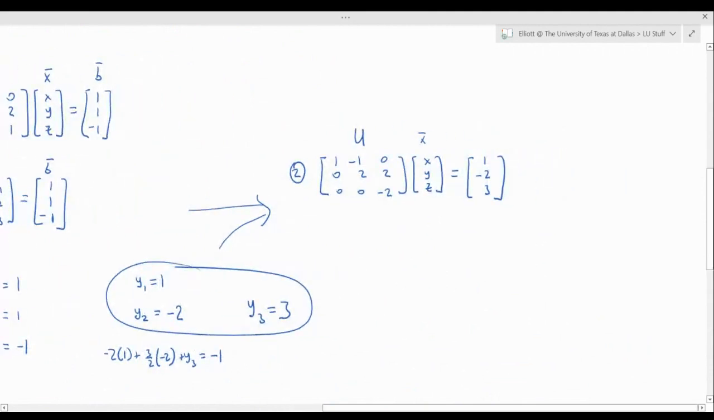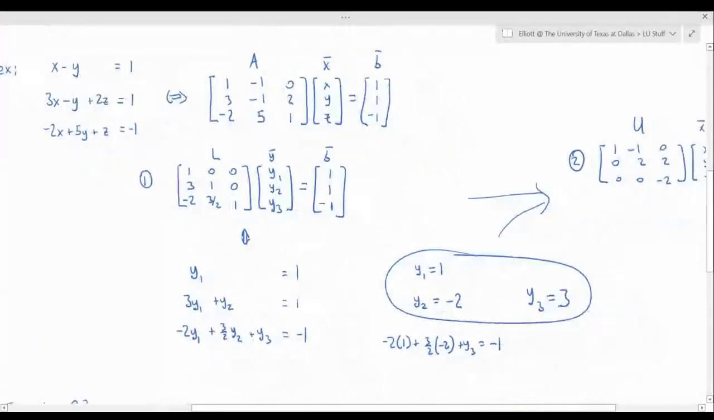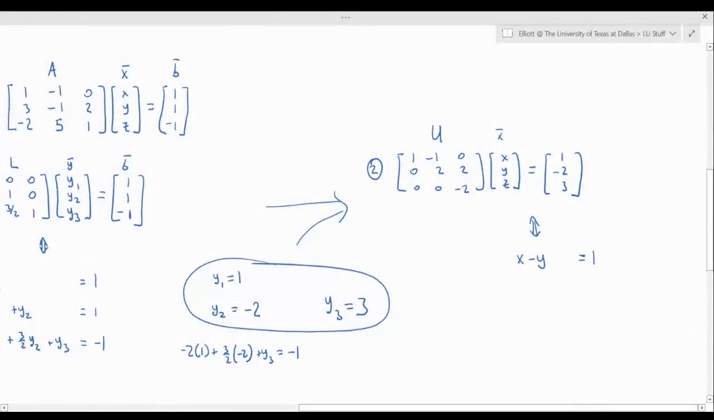So then we just need to convert this into a system of equations. This will give us 1x minus 1y plus 0z is 1. It's the original U, because this is LU, not LDU, so we're using the LU factorization. The second row gives us 2y plus 2z will be negative 2, and the third row gives us negative 2z will be equal to positive 3.